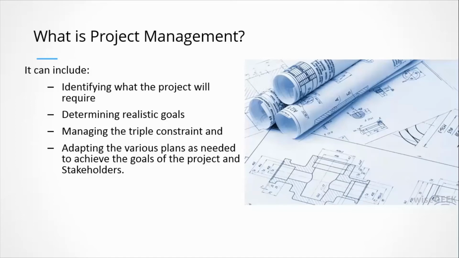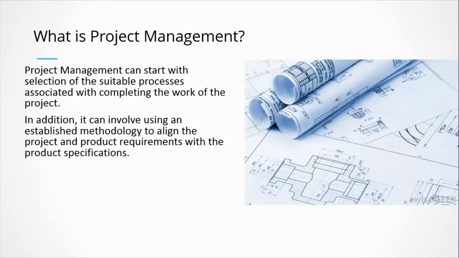It includes identifying what the project will require, determining realistic goals, managing all the limitations and constraints that you might have, adopting the various plans as needed to achieve the goals of the project, and also the stakeholders. So when it comes to managing a project, management can actually start with the selection of the suitable processes associated with completing the work of the project.